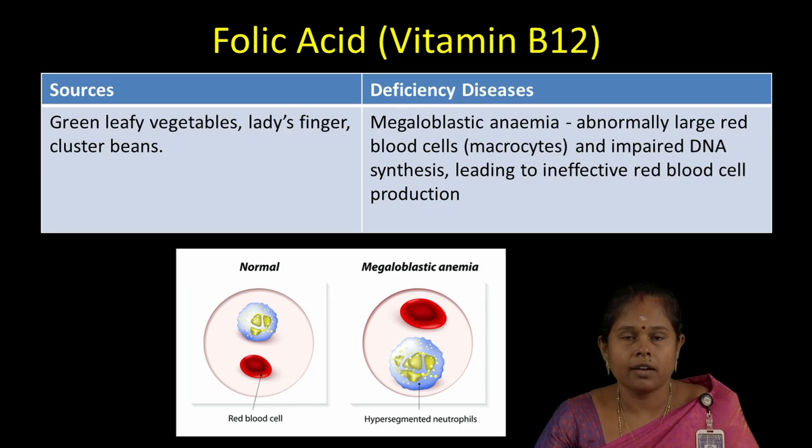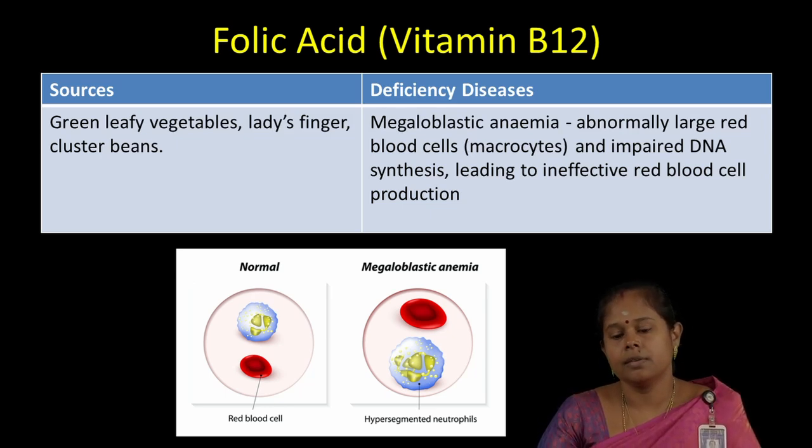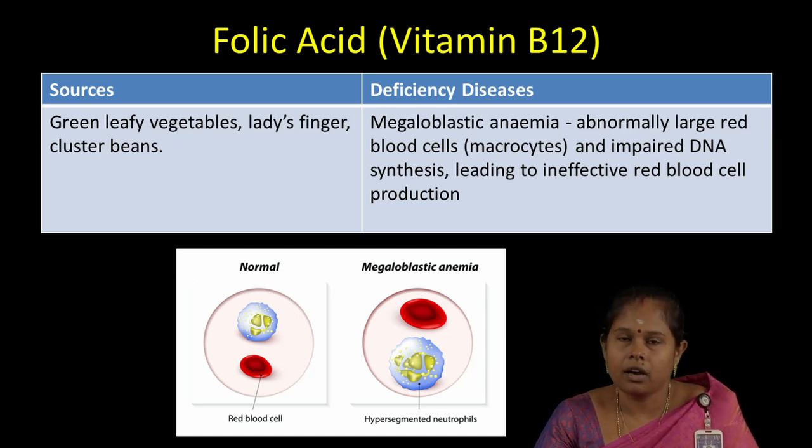Folic acid and vitamin B12. Main sources are green leafy vegetables, lady's finger and cluster beans. Deficiency is megaloblastic anemia. Anemia is loss or low production of hemoglobin, but in megaloblastic anemia, large RBCs and impaired DNA synthesis lead to inefficient production of RBCs.